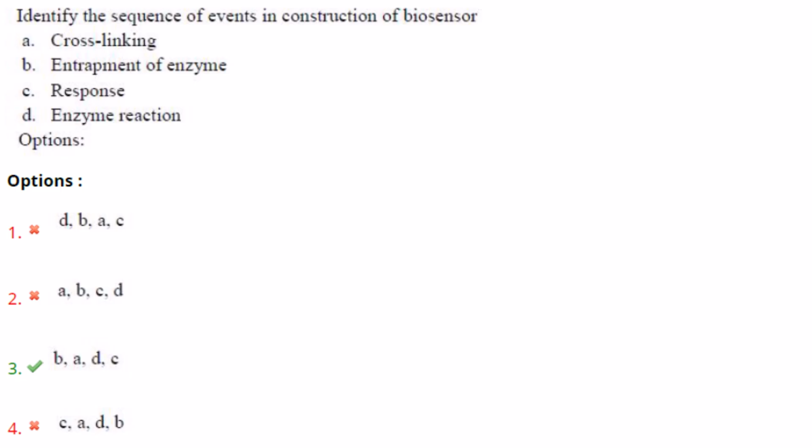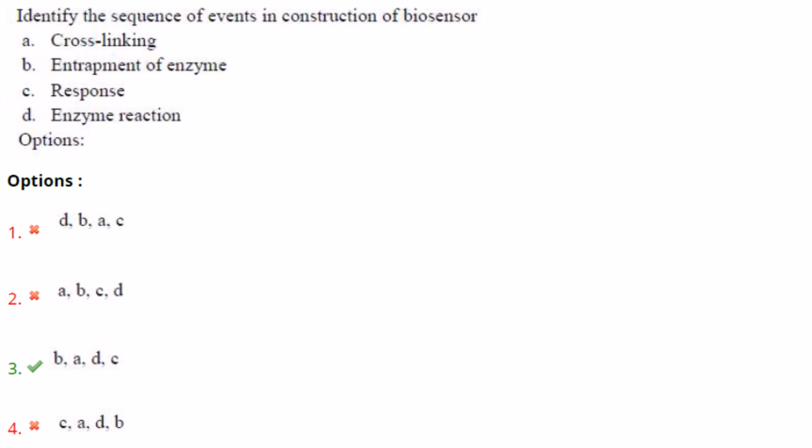Now biosensor is just like your glucose biosensor that you use to check for the sugar level in the patient or in a diabetic patient. That is just like a biosensor. So what are the sequence of events in the construction of the biosensor?